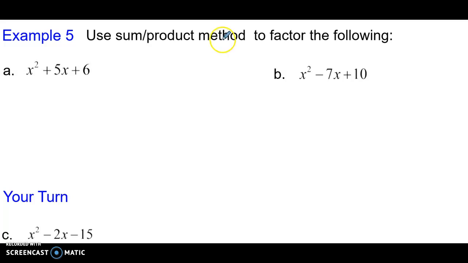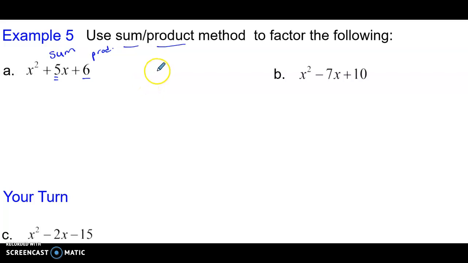In example 5, we're going to use this sum product method to factor trinomials into two binomial factors. So the first thing we're checking, our leading coefficient is 1. I have a 5 as a coefficient of my x term. That's where I'm looking for my sum. I have a 6 for a constant term, and that's where I'm looking for my product.